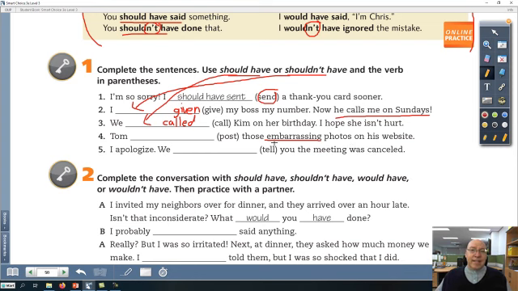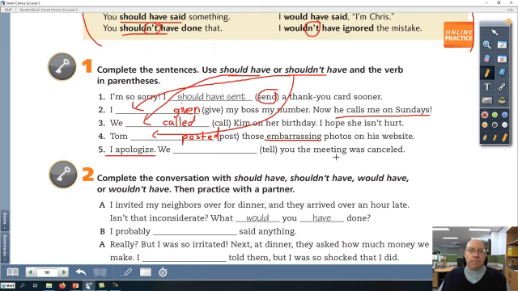So it sounds like he did do something. Now he regrets it. He should have done the opposite. So I will say Tom shouldn't have, and then of course the PP, shouldn't have posted those embarrassing photos on his website. He shouldn't have done that. Shouldn't have. Okay, last one. I apologize. Okay, another regret. We blah blah blah you.